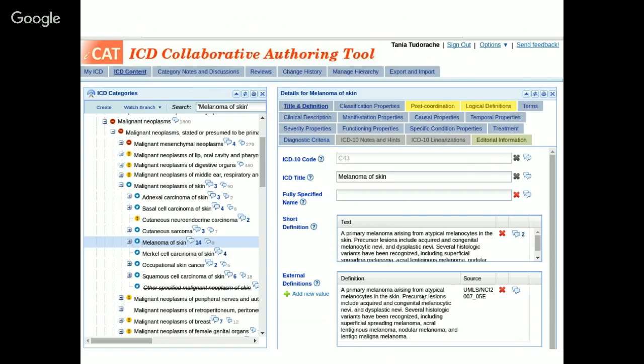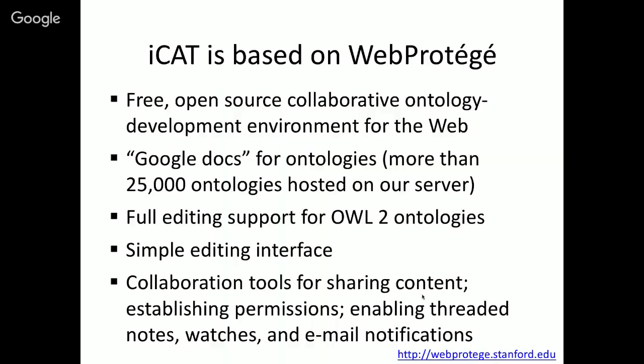And we see on the right-hand side of the screen a whole set of panels that are used to define information about the terms. And I'll show you a few of those panels, but obviously won't have time to go through all of them. So iCAT, as I said, is based on WebProtege. WebProtege is our free open source collaborative ontology development environment.